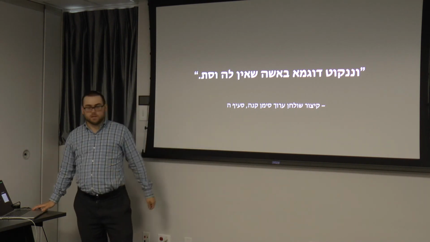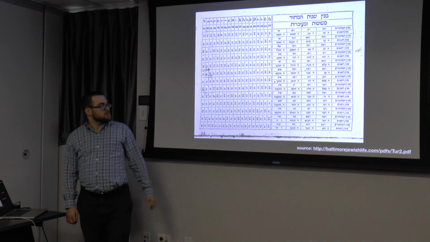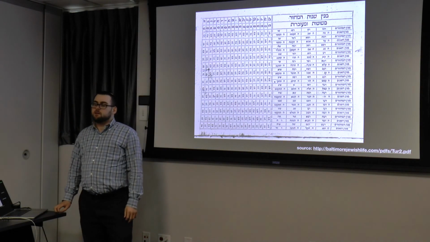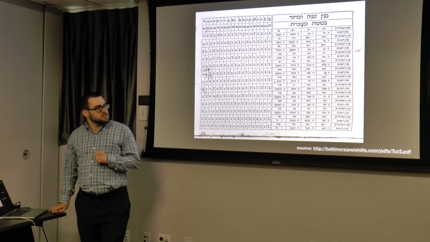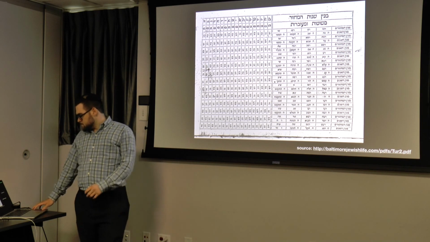So that's one example. The other example here is the Tur Shulchan Aruch has a 19-year calendar on the back, and you can also use that if you're doing something with zmanim to check your work, so to speak.